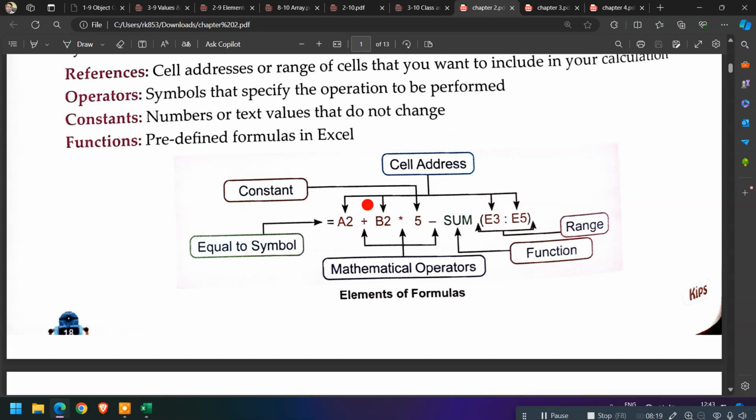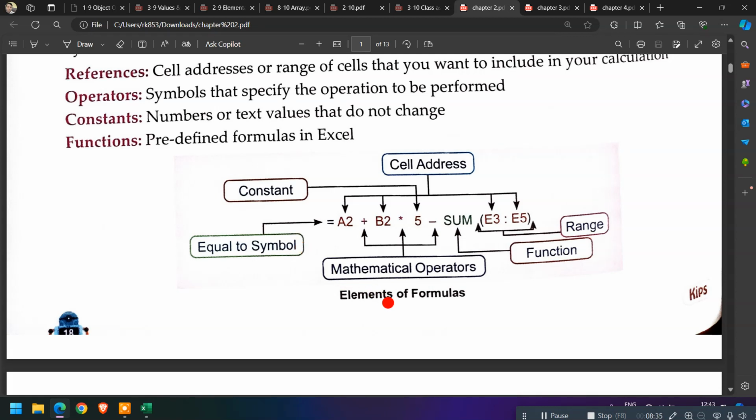Next, constant. So all of these values are constants. Only one value is there, 5, so it is a constant. The equal symbol we need to put to perform any formula or expression.